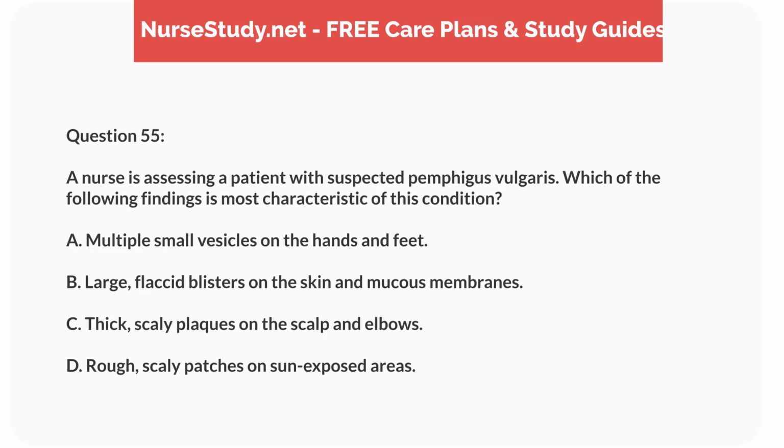Question 55. A nurse is assessing a patient with suspected pemphigus vulgaris. Which of the following findings is most characteristic of this condition? A. Multiple small vesicles on the hands and feet. B. Large, flaccid blisters on the skin and mucous membranes. C. Thick, scaly plaques on the scalp and elbows. D. Rough, scaly patches on sun-exposed areas.